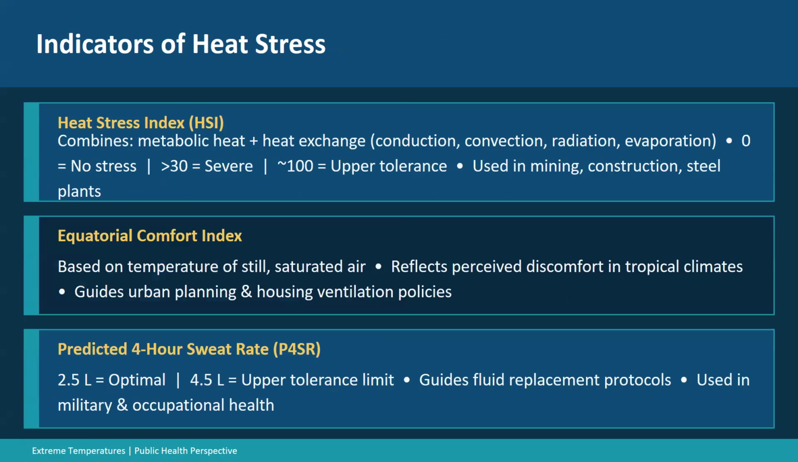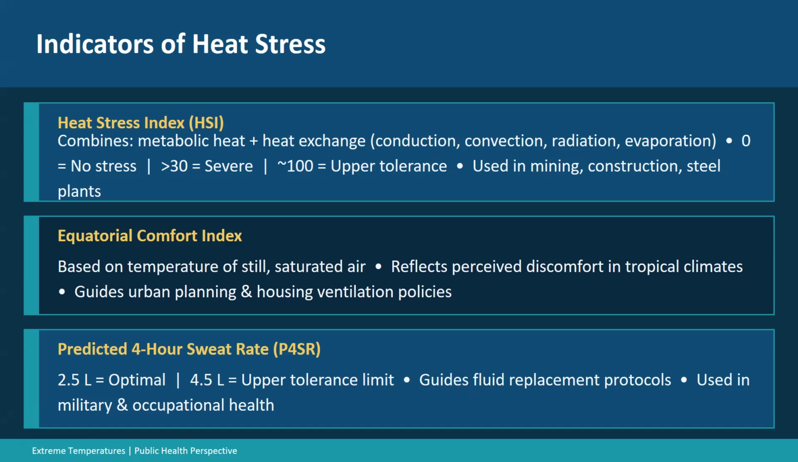The key indicators of heat stress: the first one is heat stress index, HSI, which combines the metabolic heat plus heat exchange, the conduction, convection, radiation, and evaporation. If the value comes out to be zero, then it means that there is no heat stress. If it is more than 30, it indicates severe heat stress, and if it is approximately 100, then this is the upper tolerance level, and this is used in mining, construction, and steel plants.